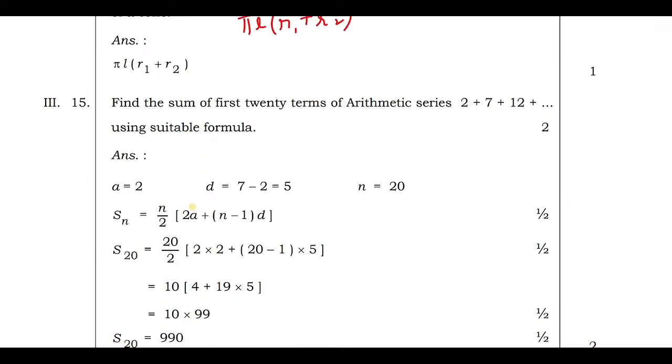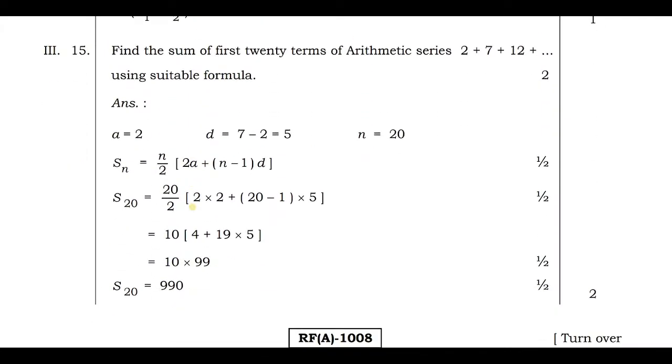Moving to next two more questions. Find the sum of first 20 terms of arithmetic series 2 plus 7 plus 12 using suitable formula. Write the first term a equals 2. Then d equals a2 minus a1, that is 7 minus 2 is 5. Then the number of terms is 20. Now repeat the formula with me, students. Sn equals n by 2 into 2a plus n minus 1 into d.